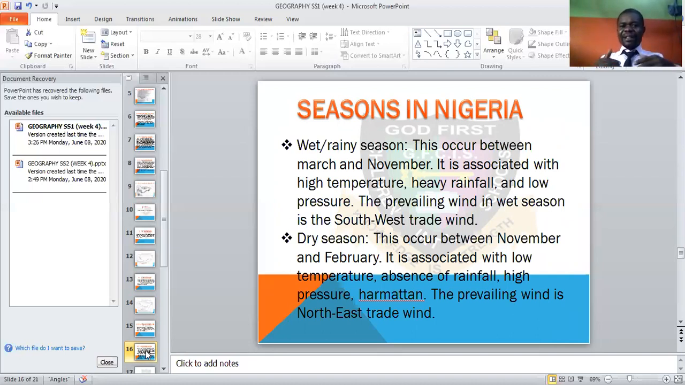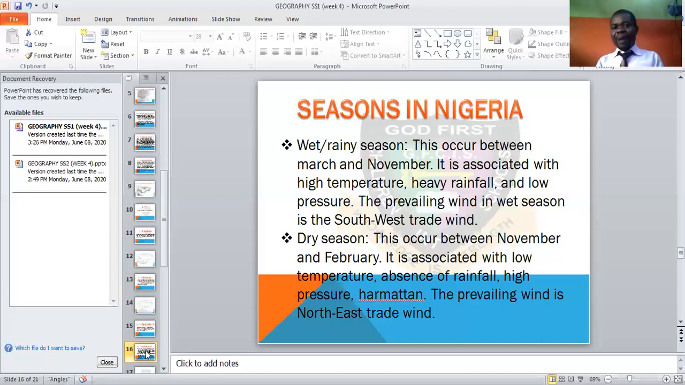The rainy season or wet season occurs between the period of March, then April, May, June, July, August, September, October. In October, the rain begins to go down, and then in November it stops. That's what we mean by between March and November.